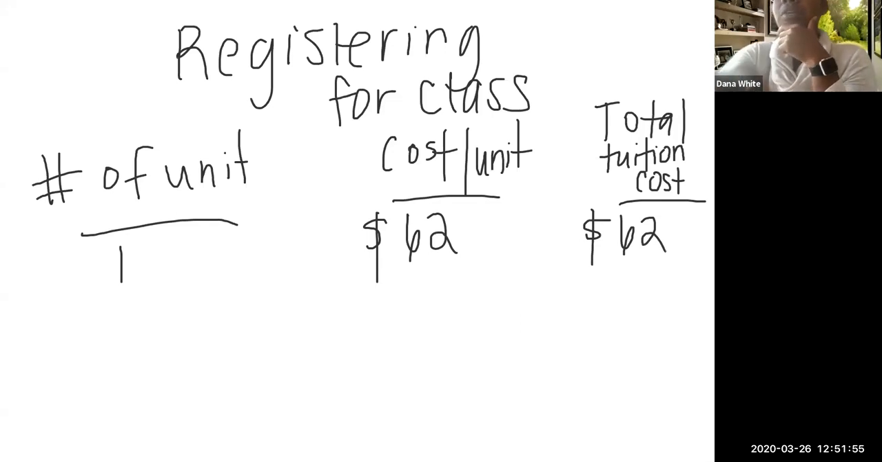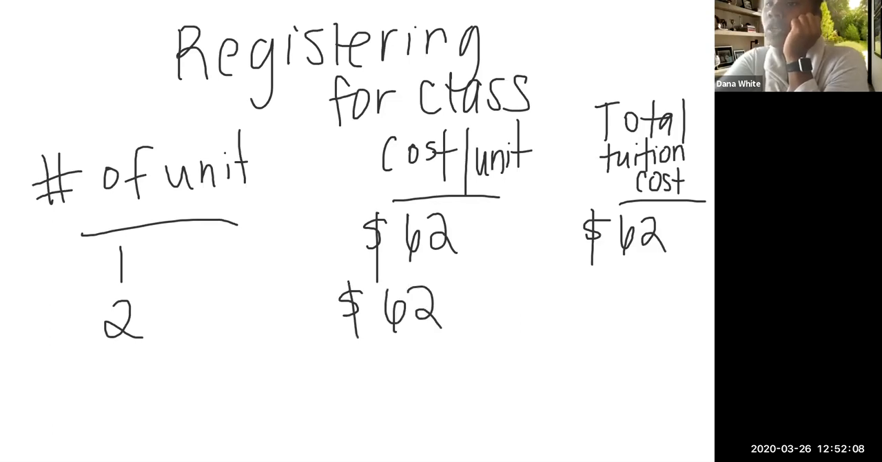Now, take for instance, say I want to maybe graduate a little sooner or add more credits to that. So let's take, for instance, I take 2 units, right? The cost per unit never changes, right? It's always going to be $62 per unit. Now, what is going to change is my total tuition cost, right? Because now instead of taking 1 unit, I am now taking 2 units. So if I did this math, $62 times 2 units that I'm now taking, this would be a total of $124. That would represent my total tuition.